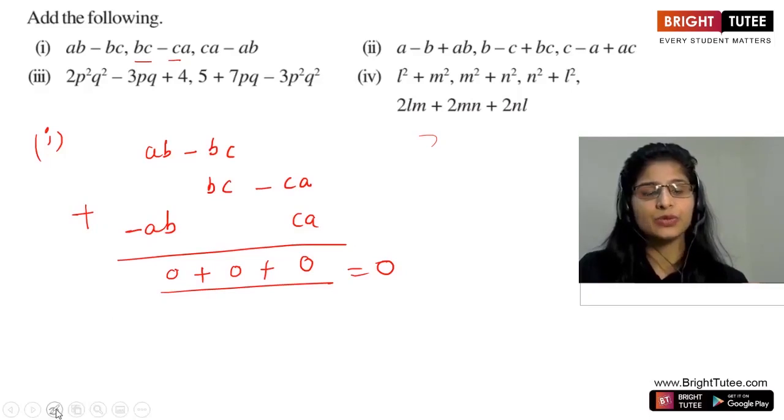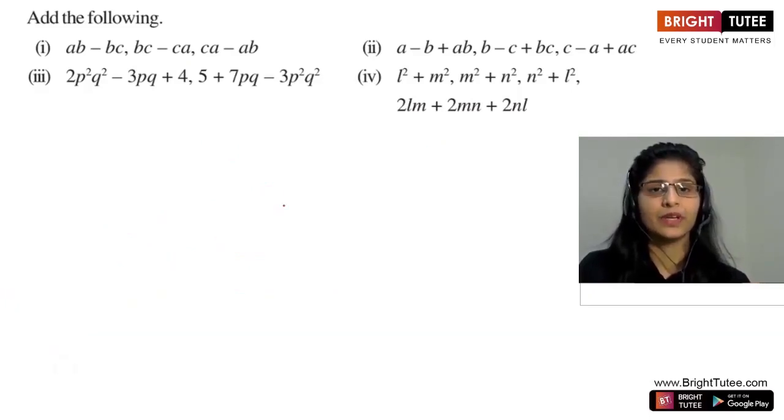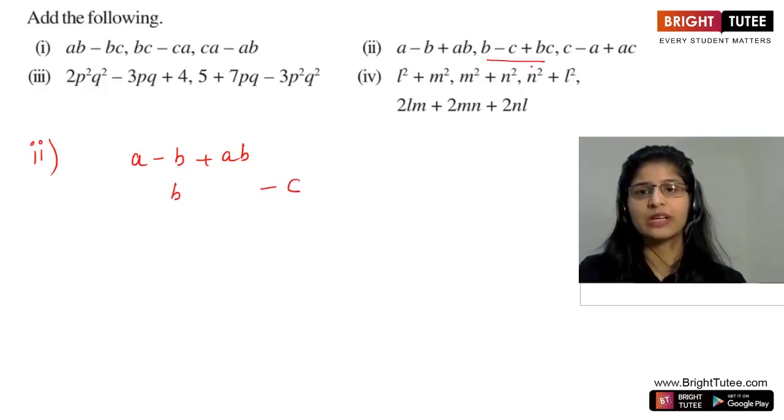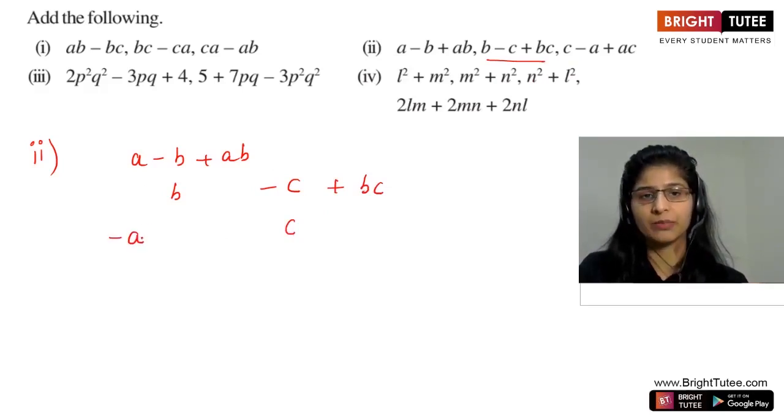Clear? Let us do the second part now. In the second part we have A minus B plus AB. This is the first one. The second is B minus C. So B will be written here. Minus C will be written separately because it is not there in the first one, and plus BC. Then the next one is C. So C will be written here. Minus A will be written below A, plus AC. So plus AC will be written separately.